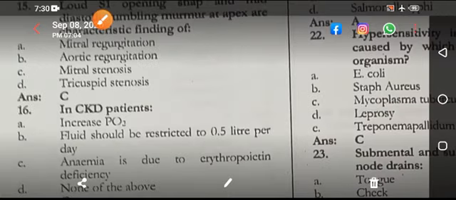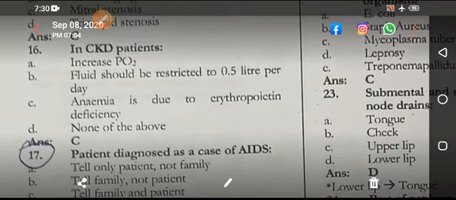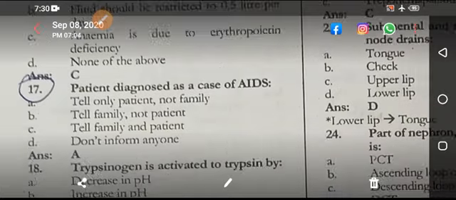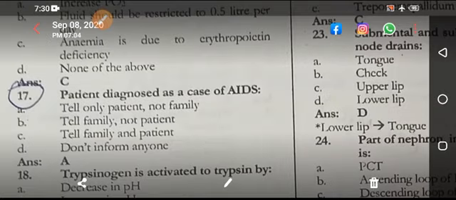In CKD patients, anemia is due to erythropoietin deficiency. Already discussed in detail. What is erythropoietin-resistant anemia in CKD? Well, there are a lot of causes, but for CPSP purpose, as far as the CPSP bank is concerned, you should think of iron deficiency anemia.